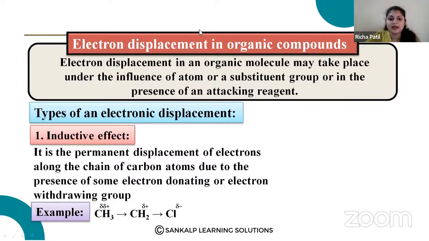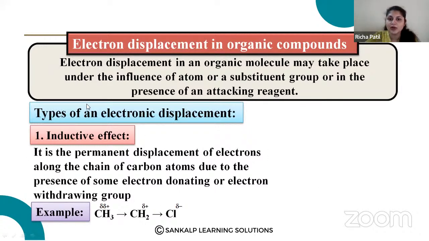So what do you mean by inductive effect? It is a permanent displacement. This type of effect is a permanent displacement of electrons along the chain of carbon atoms due to the presence of some electron donating or electron withdrawing group. So this is the meaning of inductive effect.